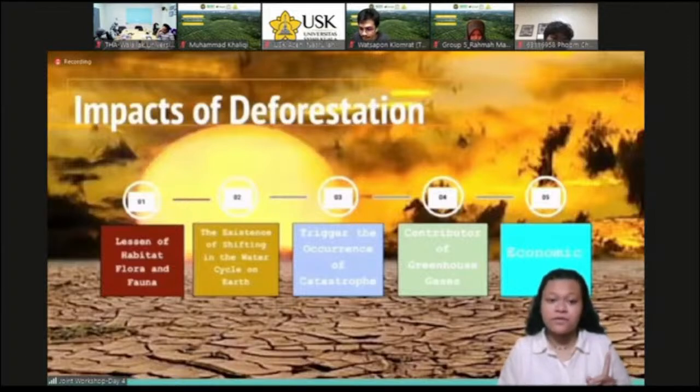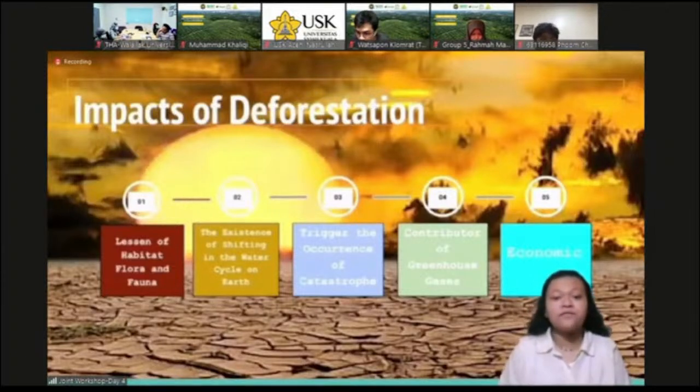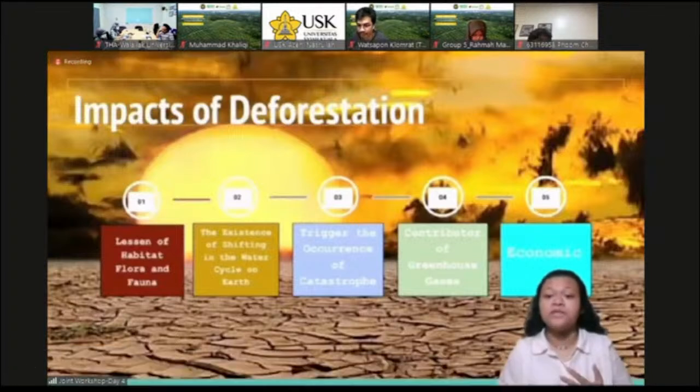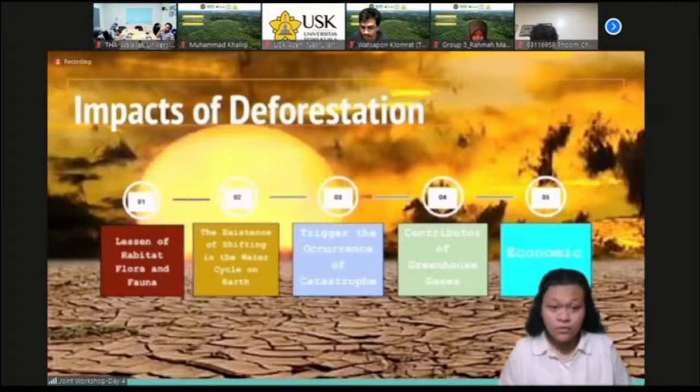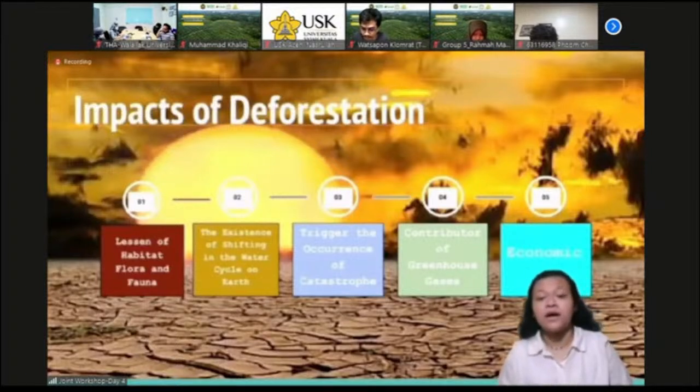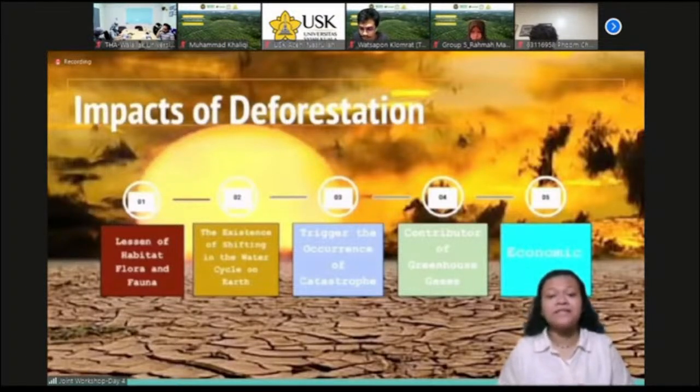Impacts of deforestation, first, loss of habitat for flora and fauna. Loss of forests can also be interpreted as the loss of the original habitat of animals and plants, so it can threaten the loss of endemic species of flora and fauna of the forest area. The risk of extinction cannot be avoided, especially since deforestation is quite massive.